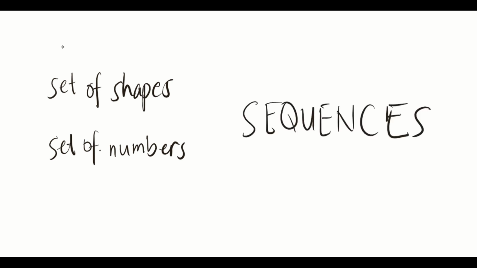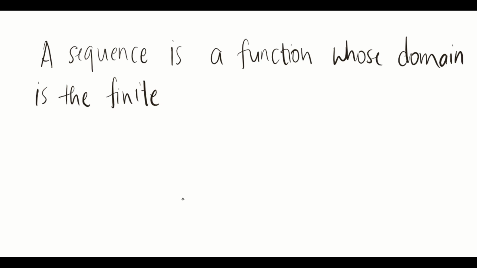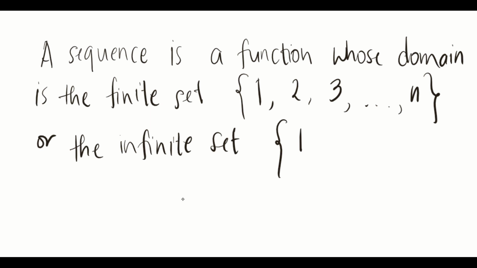The set of shapes and the set of numbers in the activity are called sequences. Were you able to find patterns and get the next number in the sequence? Let us now give the formal definition of a sequence. A sequence is a function whose domain is the finite set 1, 2, 3 up to n, or the infinite set 1, 2, 3, and so on. As in the example, domain is n and your range is represented by a of n.